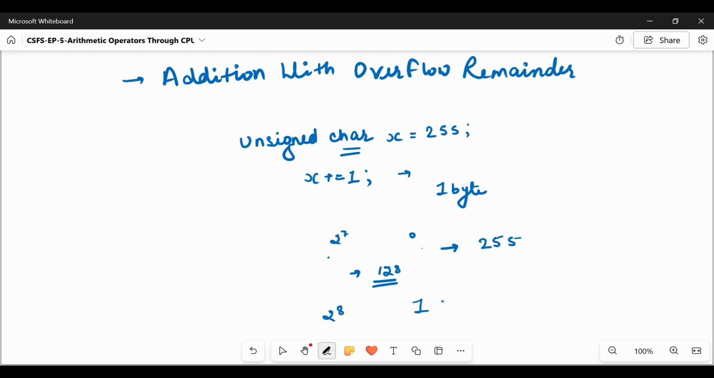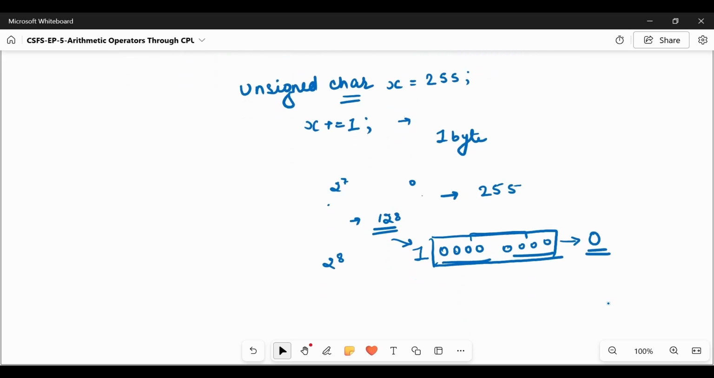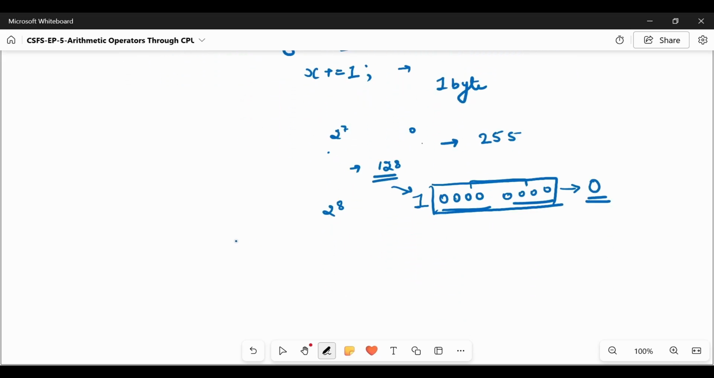So this will become 0, 0, 0, 0, 0, 0, 0, 0, 0. The value which we will get is from the 8 bits only, or 1 byte range only. This is beyond our 1 byte, so this will get discarded, and we will get the value 0 because of that overflow. We will say that arithmetic always follows type rules.